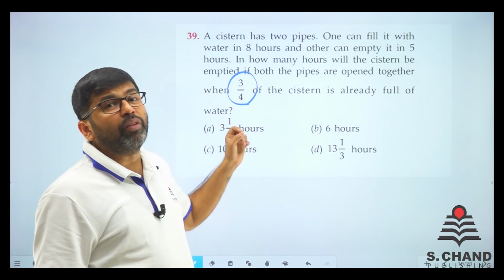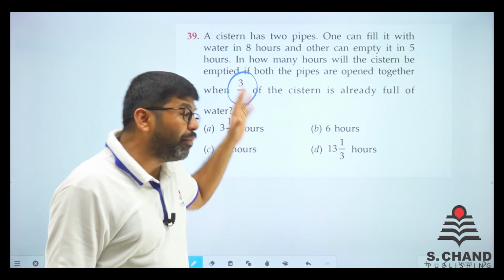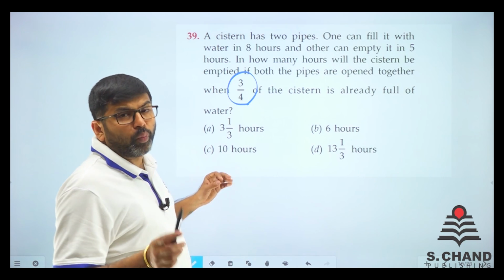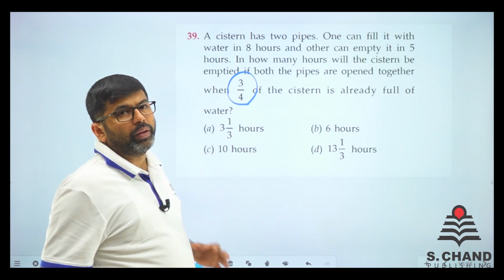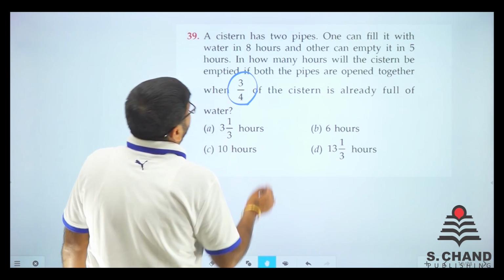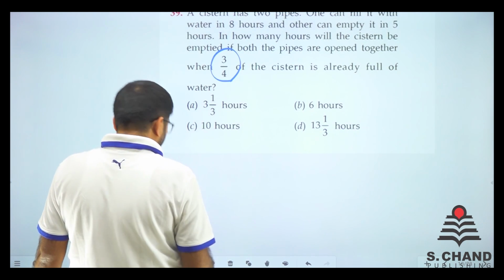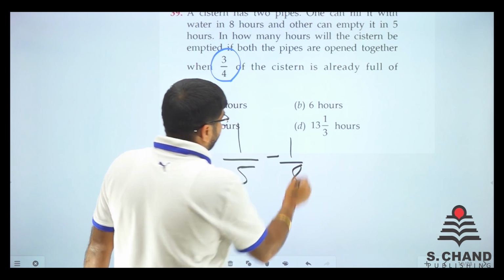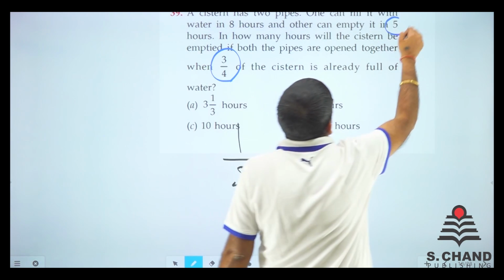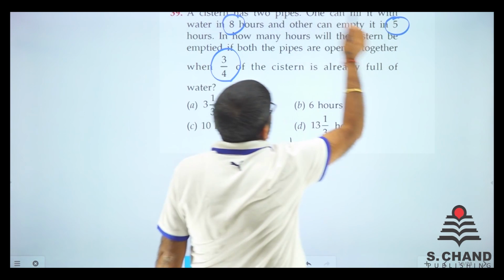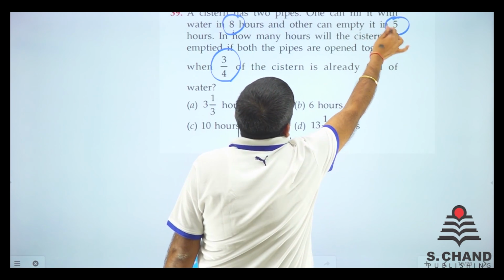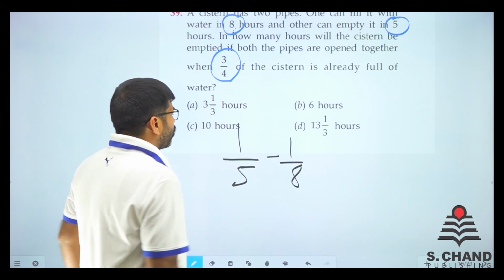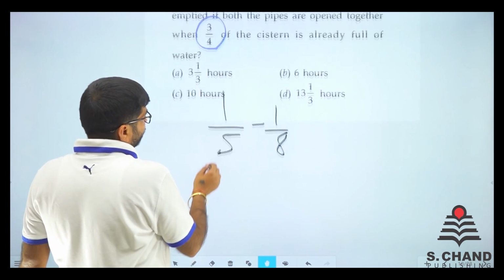So only the remaining 1 by 4 is to be filled. And when you empty it, it will be emptied, right? Now first calculate in 1 hour how much it will be emptied. So what we'll do is 1 by 5 minus 1 by 8 this time. Why so? Because 5 is less than 8. So if 8 is greater than 5, just do 1 by 5 minus 1 by 8, because it will be emptied now.